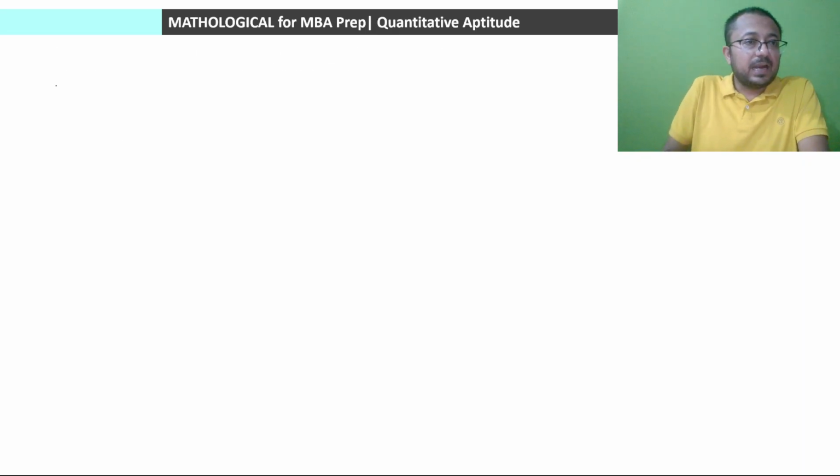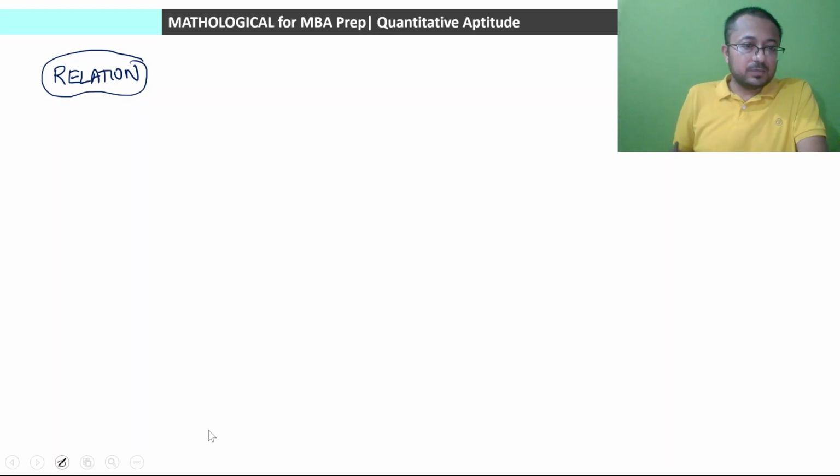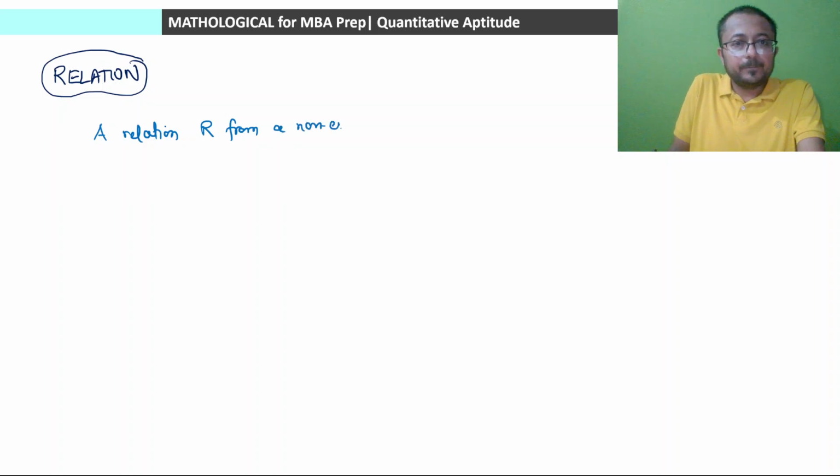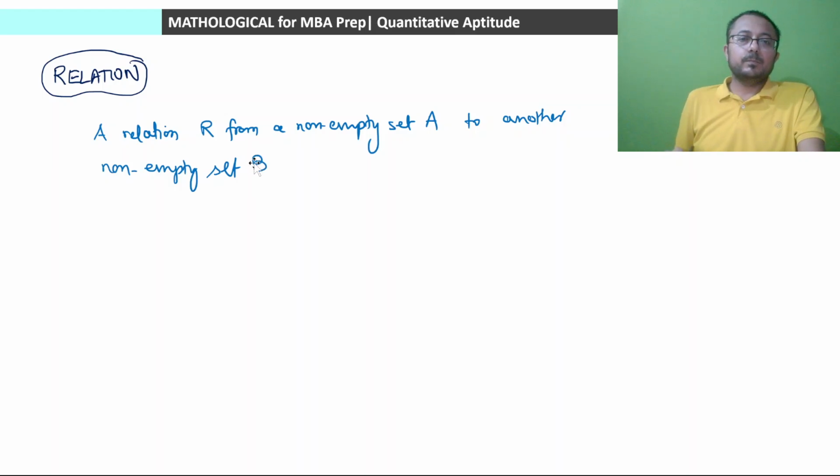Now that we are done with Cartesian product, coming back to relations. A relation. So now that we've understood the Cartesian product, basically a relation R is defined from a non-empty set A to non-empty set B such that the relation is a subset of the Cartesian product A cross B. A relation R from a non-empty set A to another non-empty set B is basically a subset of Cartesian product A cross B.